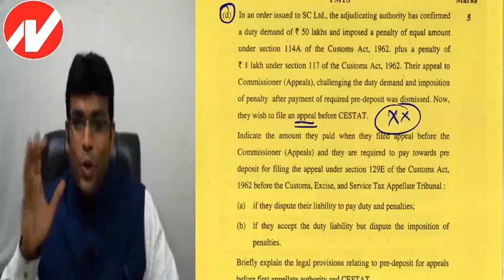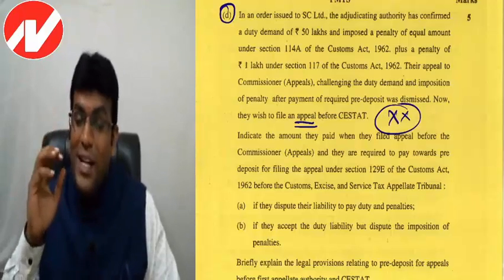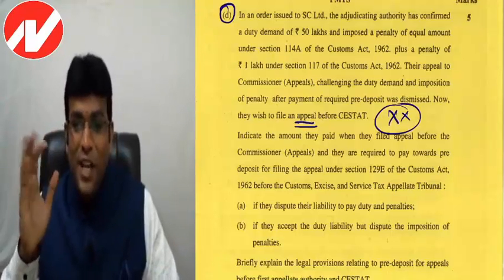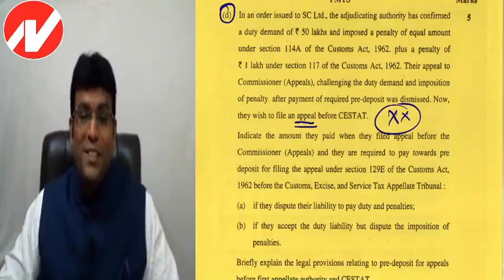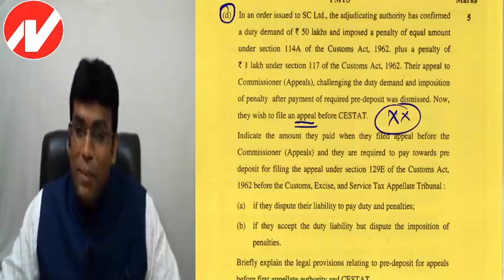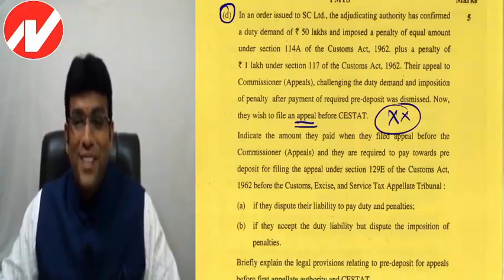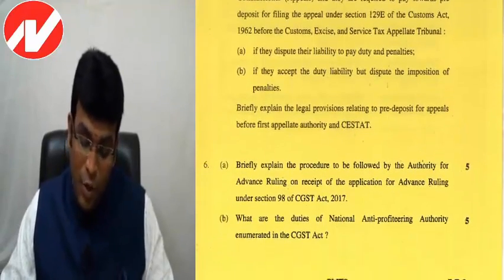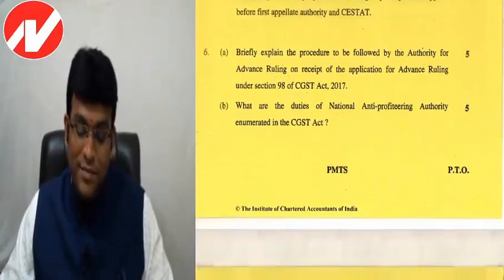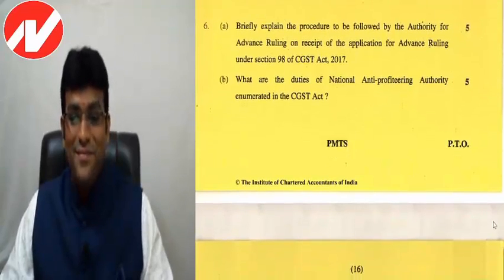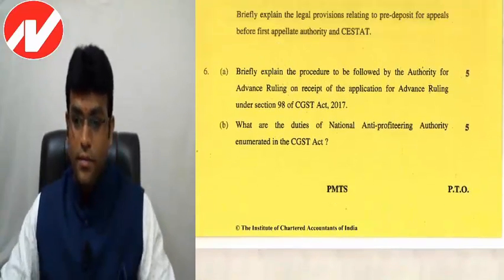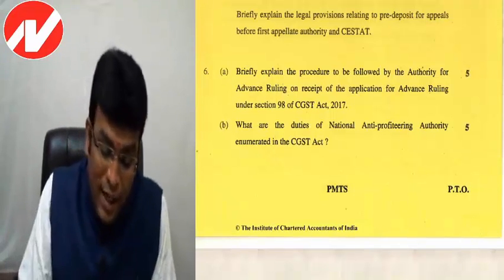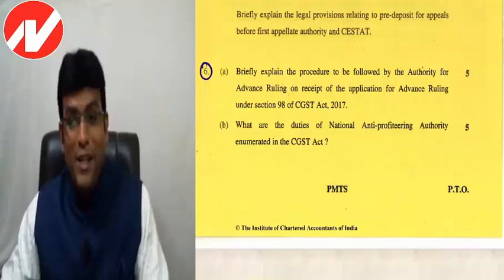As I clearly told you, topics like advance ruling, settlement commission, warehousing, appeals and revision, all this have been removed from syllabus. They made our life more simple and easy now. Getting clarity, guys? Done. That is the end of story for question number 5, my dear friends. We are done with question number 5. And finally, the last question of this paper, question number 6.